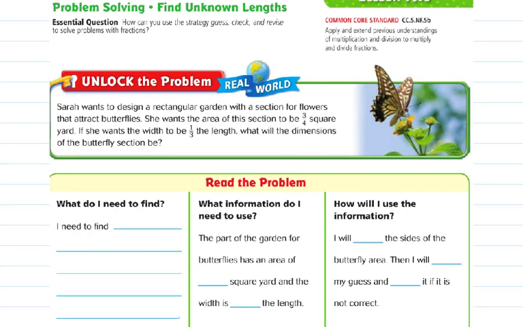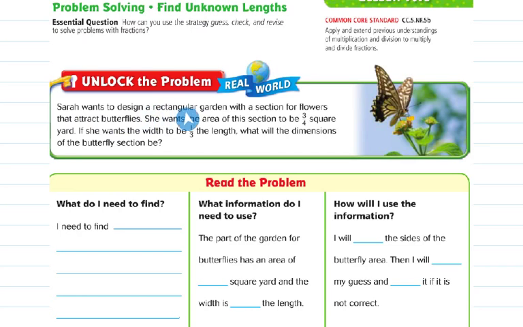Students, in Lesson 7.10, we are going to be working on problem solving with multiplying fractions and mixed numbers. Our essential question for this lesson will be, how can you use the strategy guess, check, and revise to solve problems with fractions? So let's start with the unlock the problem real world.